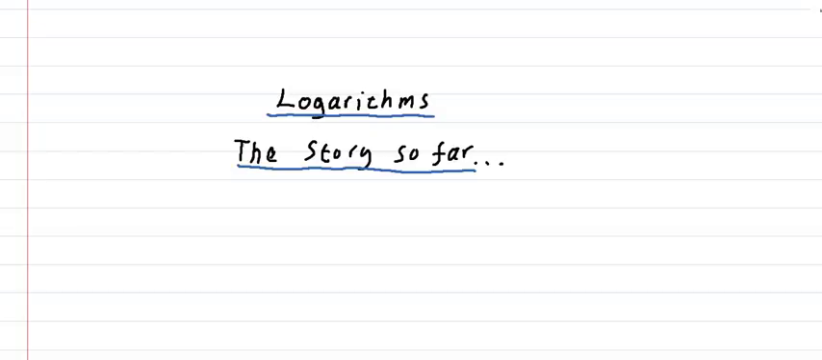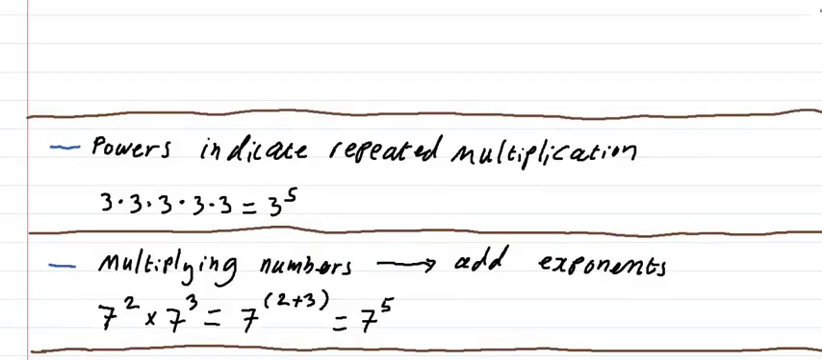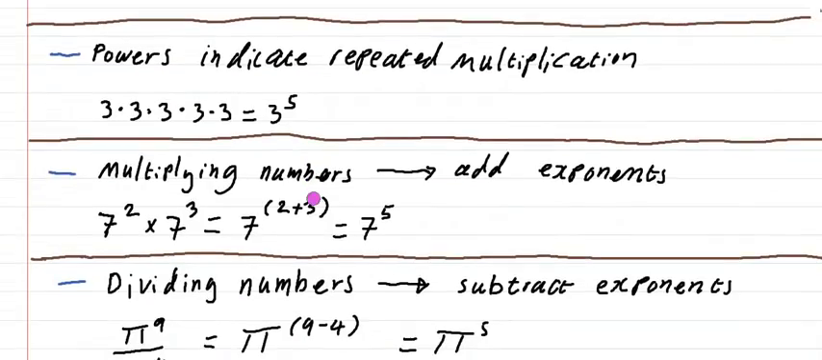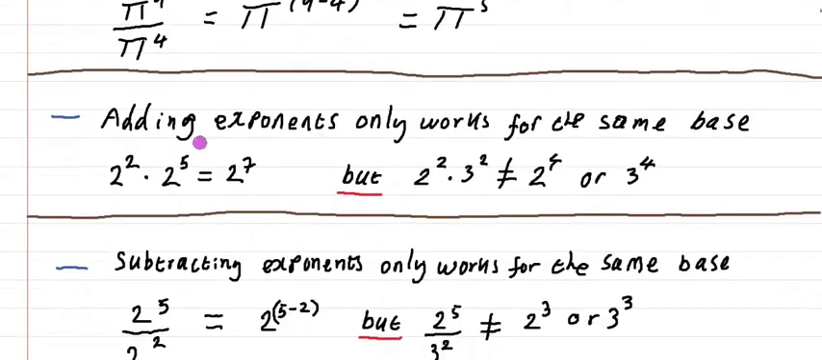Welcome to the next video on logarithms. So far we've discovered that we have a way of writing out repeated multiplication using exponential notation, and that powers represent repeated multiplication. When we multiply numbers together, we simply add the exponents. When we divide numbers, we subtract the exponents.